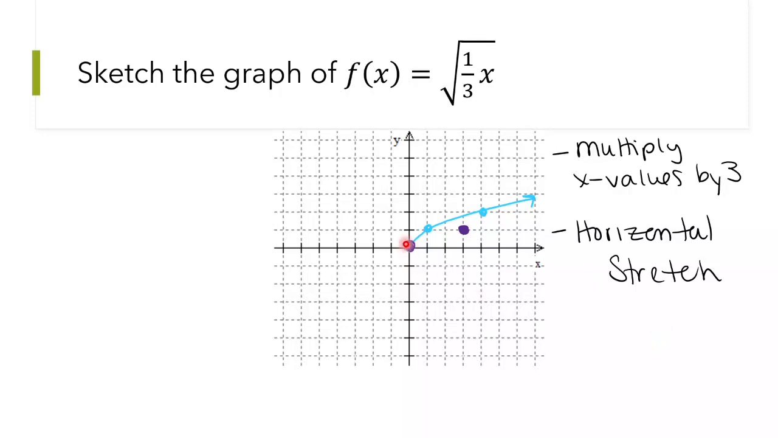So the point at the origin stays there. 0 times 3 is 0, still 0. The point 1, 1, I take the x value, I multiply it by 3, and it moves to 3, 1. The point 4, 2, I take the x value, multiply it by 3. That's going to move all the way out here to x equals 12. And there is a picture of my square root function with that horizontal stretch.